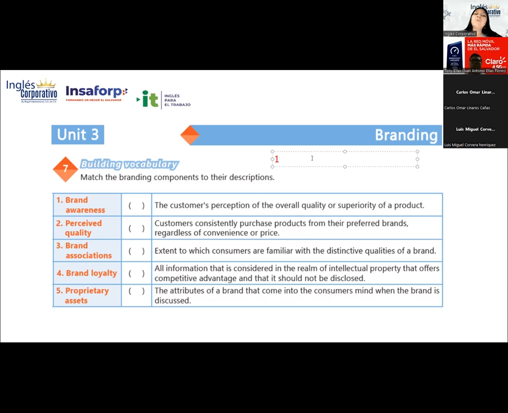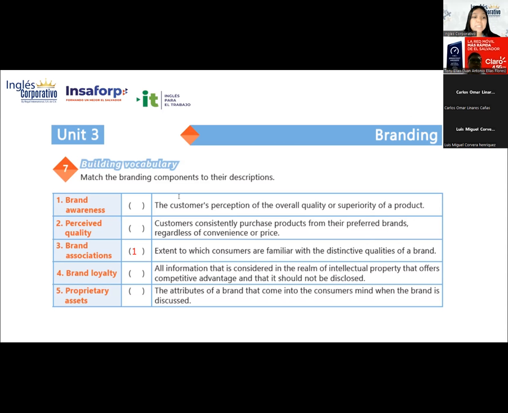Okay, guys. The brand awareness of a company is going to be the extent to which consumers are familiar with the distinctive qualities of a brand, right? So the brand awareness is what customers know about a company. So if the customers or consumers are familiar with qualities of a brand, that is called brand awareness, because you know about the brand, right?